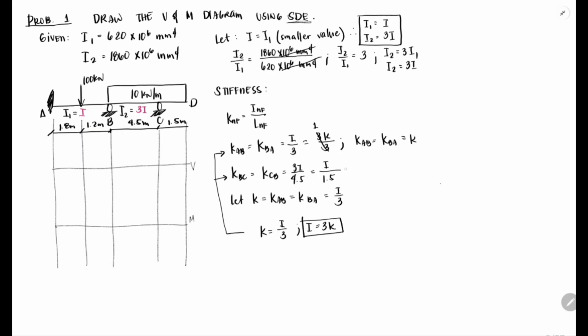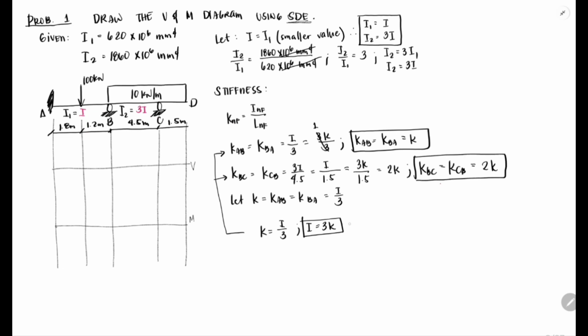Next, dito naman tayo. That is equal to, yung I natin is 3K over 1.5. So, that means 3 over 1.5 is 2K. So, ibig sabihin nito, our KBC is equivalent to KCB is equal to 2K. Okay na tayo sa ating K value. Ayan, kaya natin ginamit to para magkaroon yung K natin kung ano ang value niya in terms of your I.